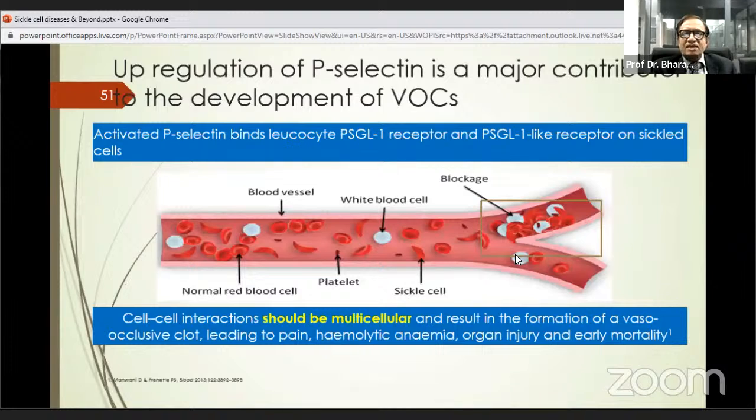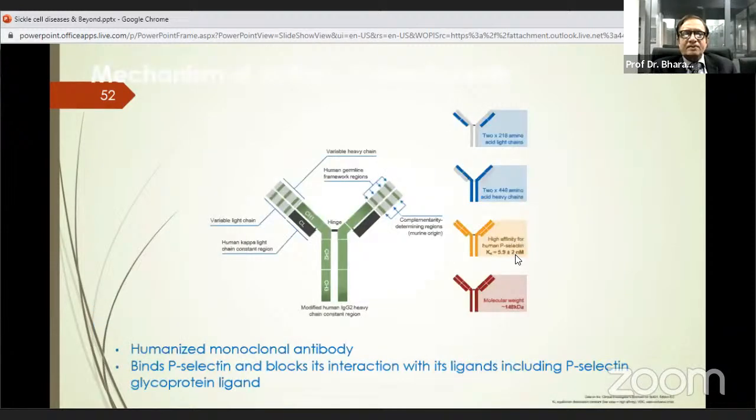So cell-to-cell interactions become multicellular and result in formation of a vaso-occlusive clot leading to pain, hemolytic anemia, organ injury, and early mortality. So the humanized monoclonal antibody binds P-selectin and blocks its interaction with its ligand, including P-selectin glycoprotein ligand.